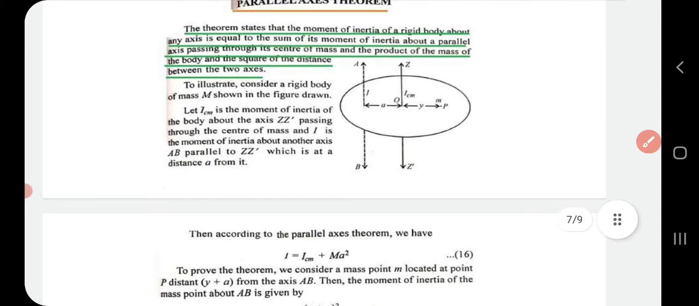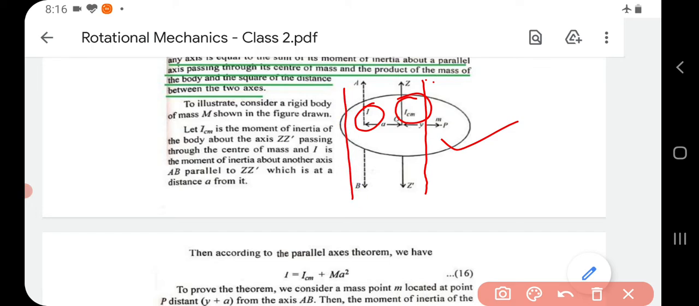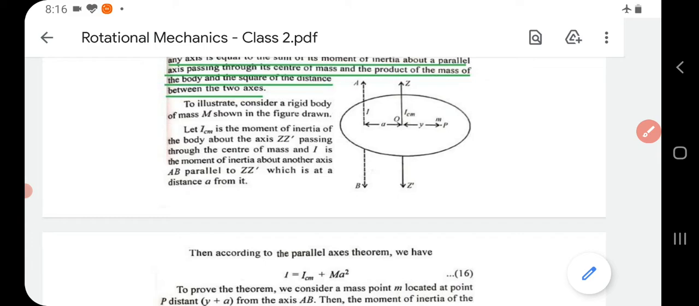This is a rigid body. Consider a rigid body of mass m shown in the figure. Let I_CM be the moment of inertia of the body about the axis ZZ dash passing through the center of mass. So let the moment of inertia about that axis, that is about ZZ dash, be I_CM. And let I be the moment of inertia about another axis, say AB, parallel to ZZ dash. So you have two axes.